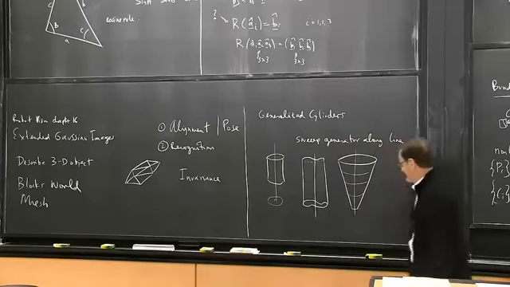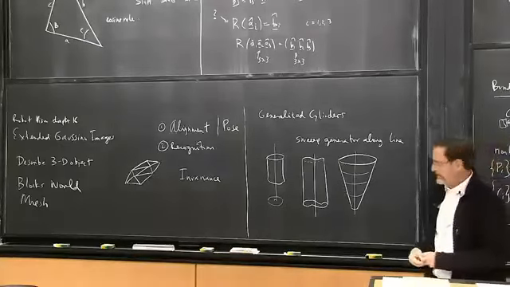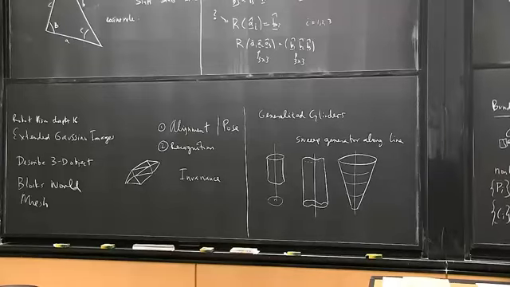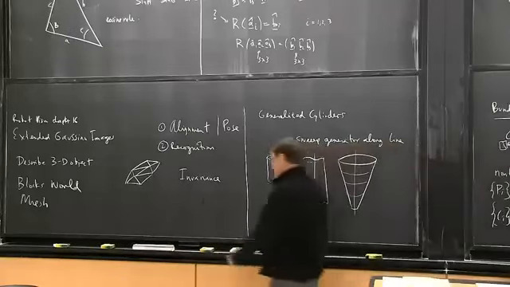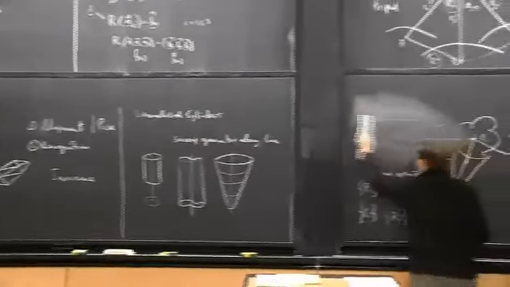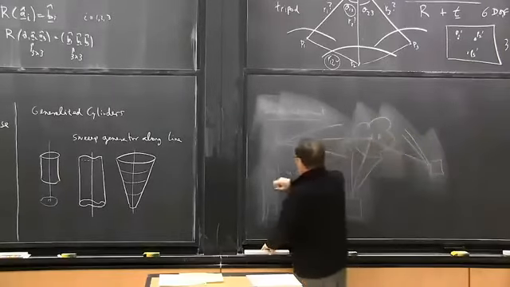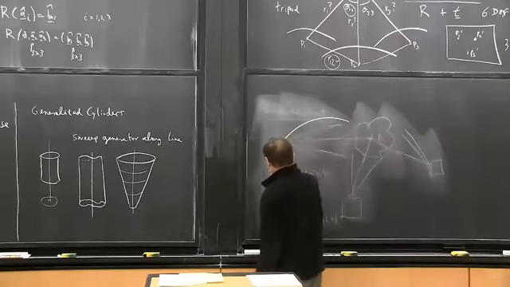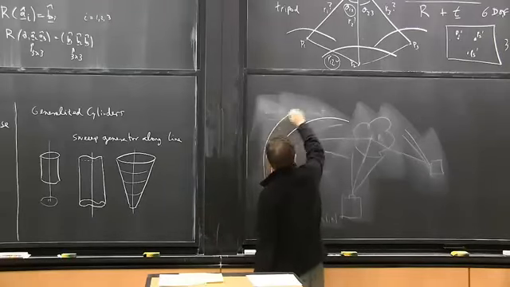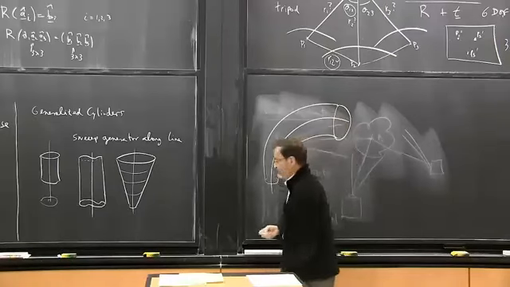So again, we're sweeping along a line, and now we're allowing the size to change. Then we can allow the line along which we sweep to be curved. So far, we've had a straight line. So I might have a curve like this, and then let's take a circular cross-section, but of varying radius. So I can generate a shape like that.